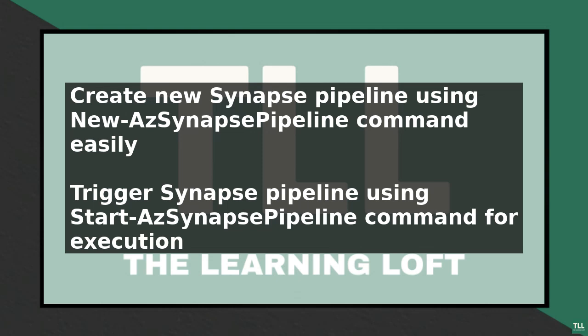Best practices for using Azure Synapse PowerShell include using meaningful names for your resources, using comments to document your scripts, and testing your scripts in a non-production environment before running them in production.